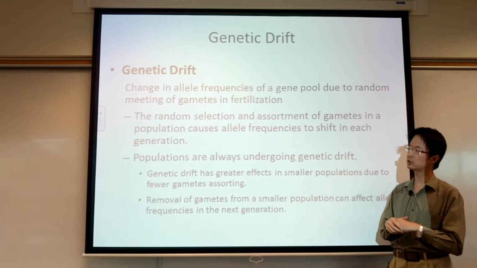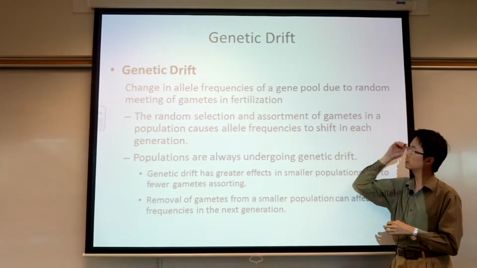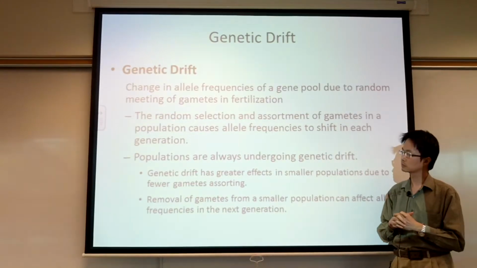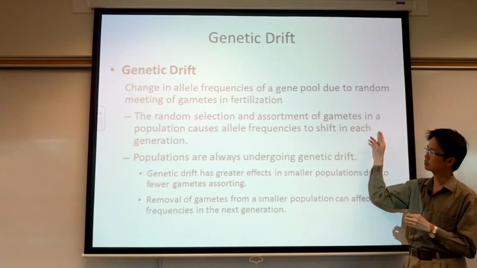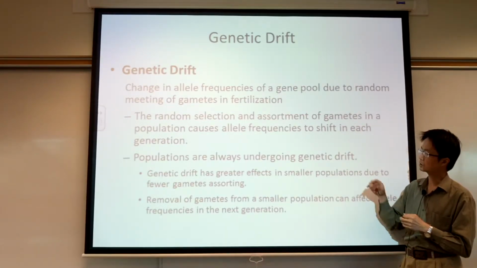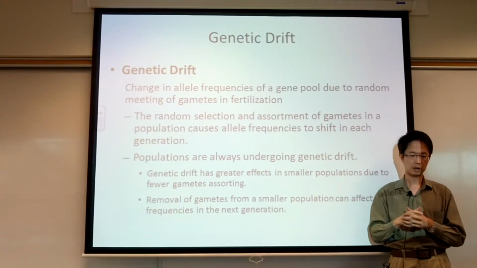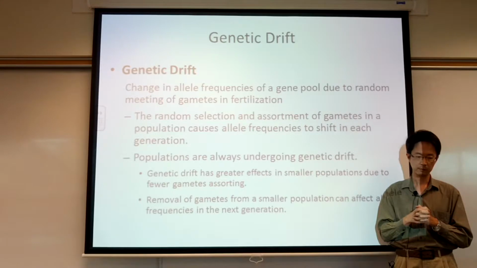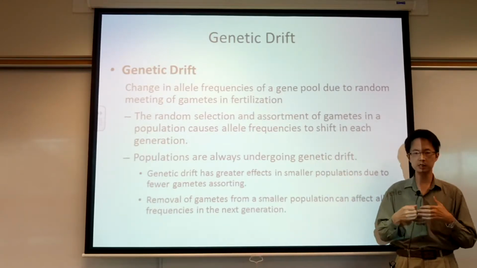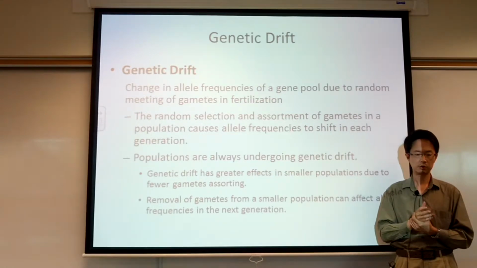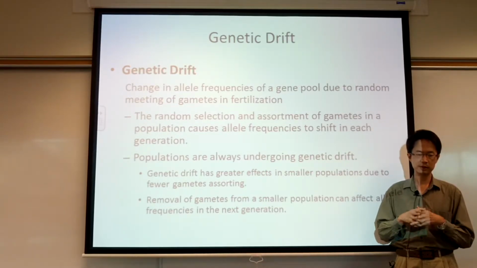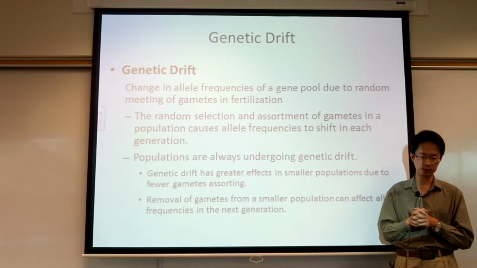Genetic drift. So what is genetic drift that we talk about? It's the change of the allele frequency of a gene pool because of random fertilization. There is random selection or assortment of gametes in the population, causing the allele frequency to shift in each generation. It occurs in a smaller population. The genetic drift is more significant to observe in the smaller population, because with any changes in the allele frequency, you can see the expression of phenotype more easily.